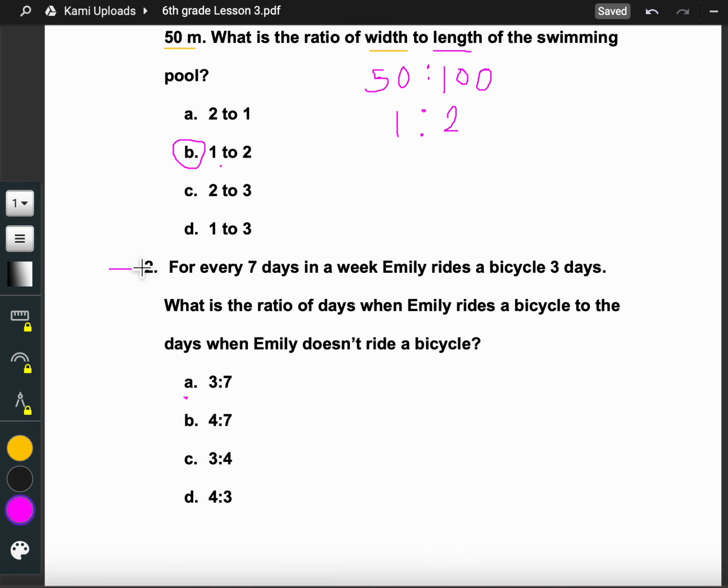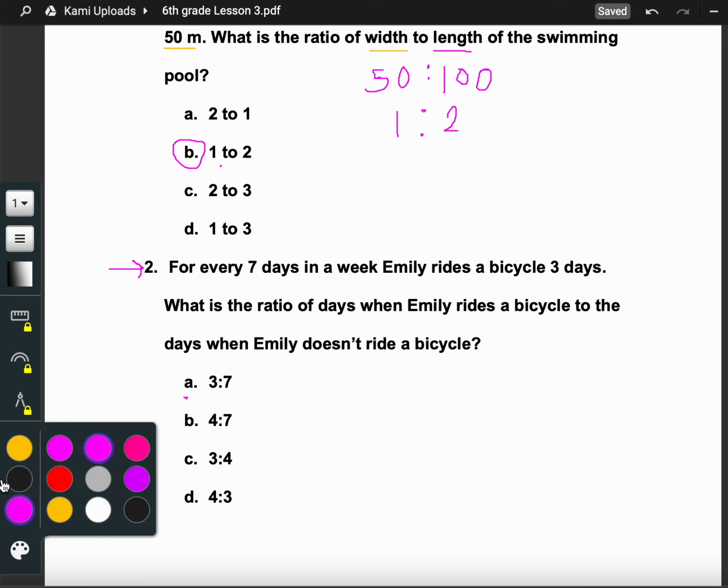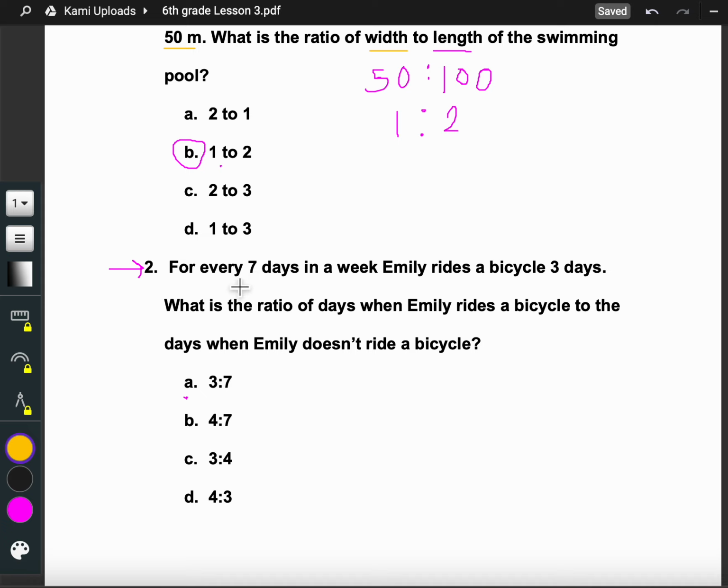Let's read number 2. So it says for every 7 days in a week, Emily rides a bicycle 3 days. So she only rides the bicycle 3 of the 7 days. She does not ride her bicycle for 4 days. So what is the ratio of days when Emily does ride a bicycle to the days when Emily doesn't ride a bicycle?